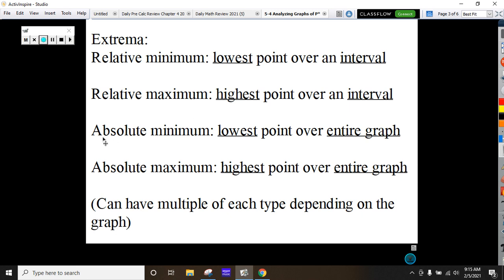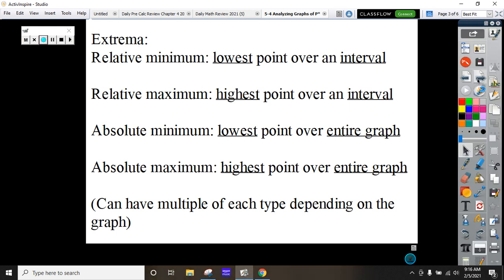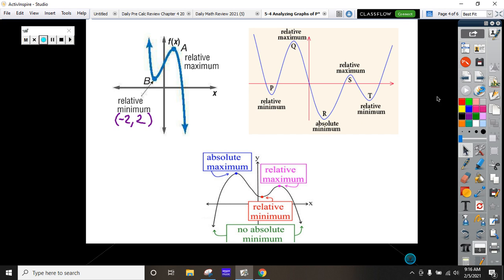Typically though, if you have an absolute minimum, your graph also won't have an absolute maximum. So usually it's one or the other. And like I said, you could potentially have a graph that has two absolute minimums or two absolute maximums. We typically don't see these paired together. And then last, like I said, there is possibility to have multiple relatives. That's a very, very high possibility for our graphs. So on the next slide is having some examples of what the relative minimums and maximums could look like.